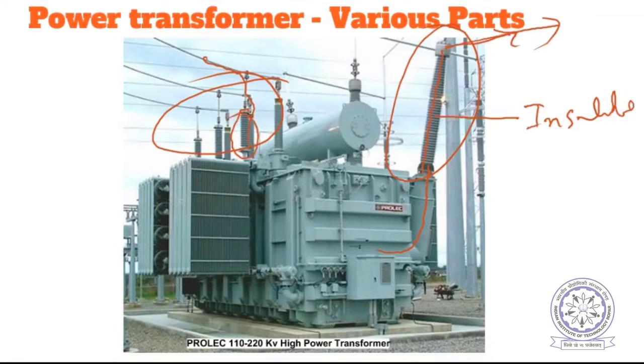And then these are radiator pipes for cooling. Cooling is very important, and in future classes you will learn why. This is the main tank of the transformer, and this is called the conservator tank, and various other parts are there. Let us see in the next slide what those are.